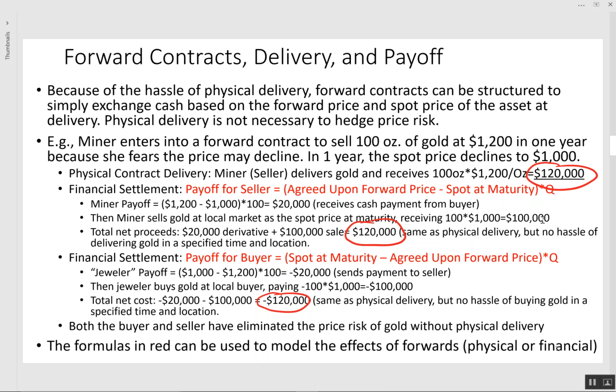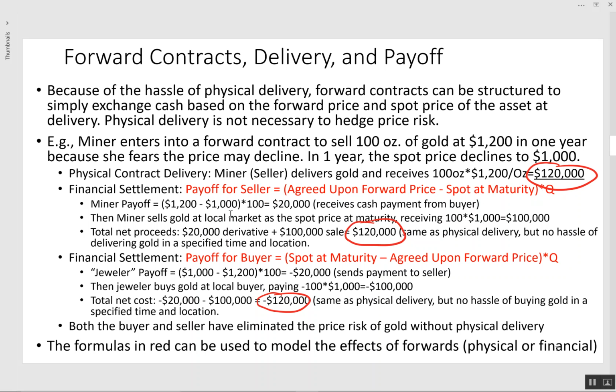So what's strange about forward contracts is you could structure them so that there's actually no delivery of the commodity, just by setting up for the long party, taking the forward price minus the spot times the quantity. The forward party is effectively hedged, and they will always receive $120,000 at the end of the year through a combination of the forward contract payoff and the price of gold.